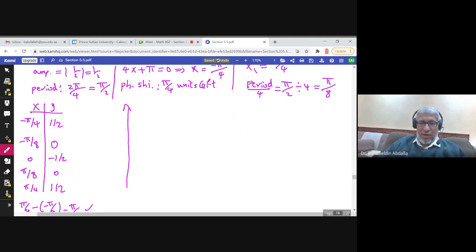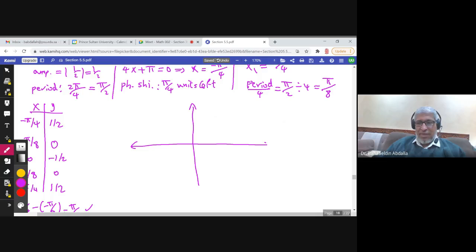And now I can easily sketch the graph. I will start from negative pi over 4. Okay, so maybe we put the y-axis here in the middle. And my unit of measure is pi over 8. So I need negative pi over 8 here, negative pi over 4 here, 0, and pi over 8 and pi over 4. And this is negative half, and this is half.